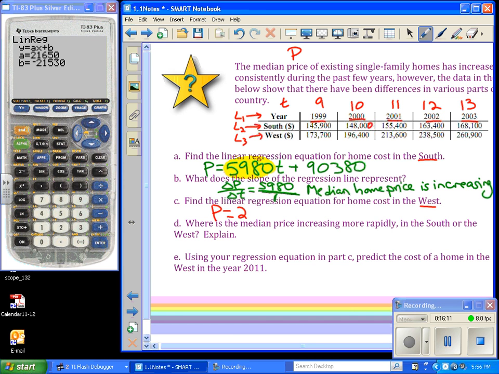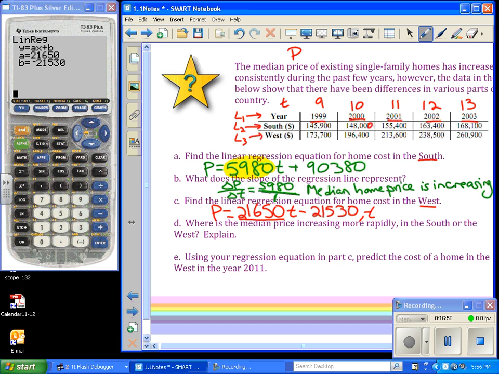P equals 21,650 T plus, oops, minus. Let's see, does that make sense that we have a negative number? That would mean that in 1990 they would predict it to be a negative amount in the West. Well, sure, that makes sense. If our slope is that high, it's increasing at a rate of 21,650, then sure, I'm fine with that.